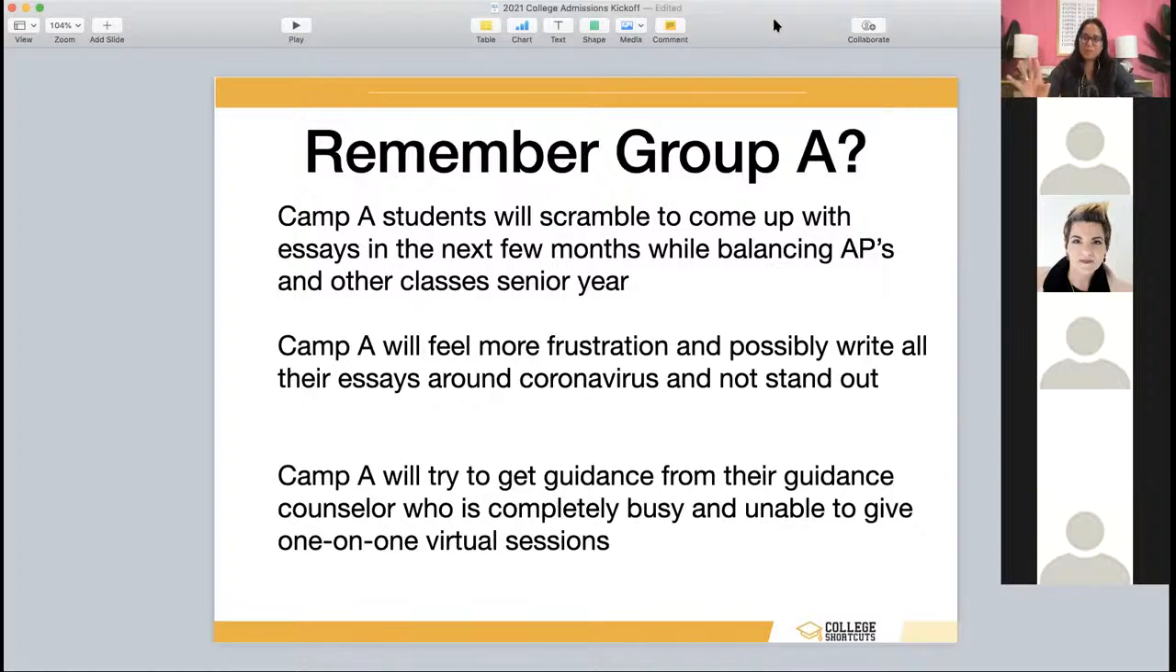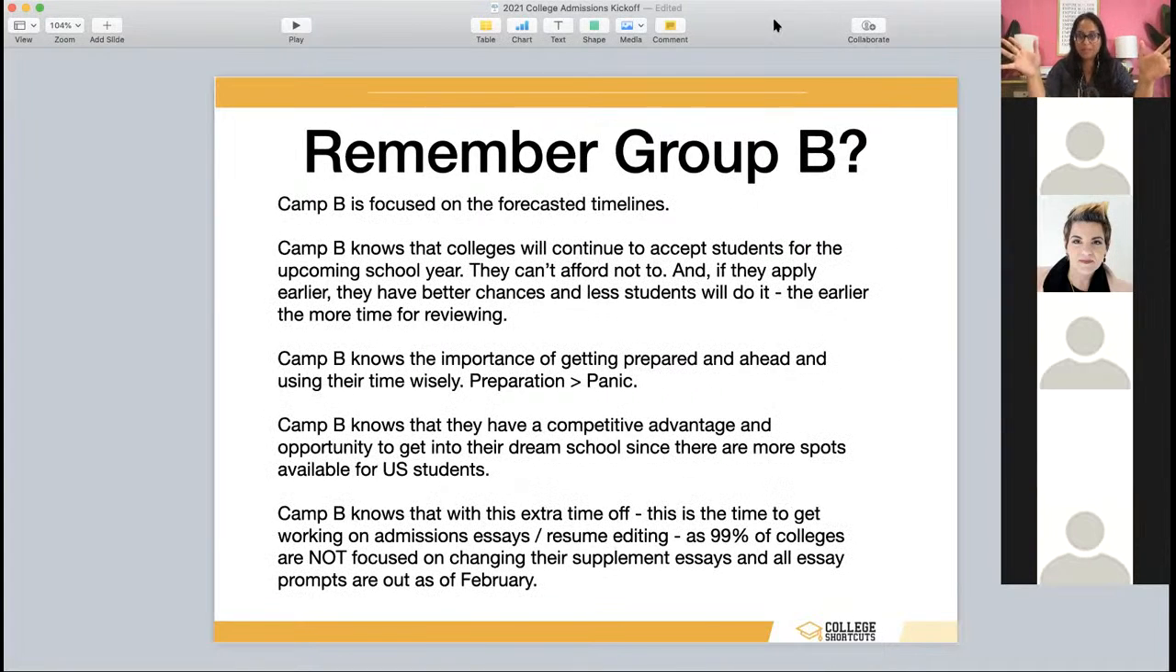But remember, I was talking about earlier about Group A. So Group A, again, is this camp of students that will scramble up with coming up with their essays in the next few months, trying to balance their APs and their senior classes. They're going to be frustrated. They're not going to be able to write all their essays properly, and they're going to be having a hard time standing out. These students typically will try to get guidance from their counselor who's already too busy. That's Group A.